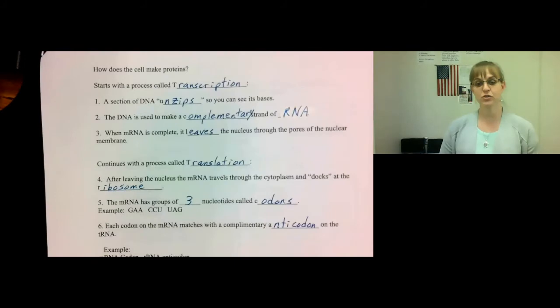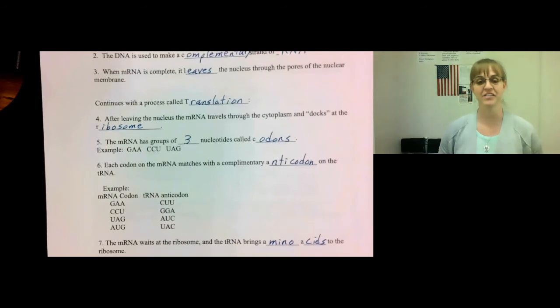The DNA is used to make a complementary strand of RNA. Complementary means kind of equal but opposite, and we'll learn more about that later. When the messenger RNA is complete, when it's finished making that, it leaves the nucleus through the pores of the nuclear membrane. Then the process of translation begins. You've got to translate the RNA into a whole new language, a protein.